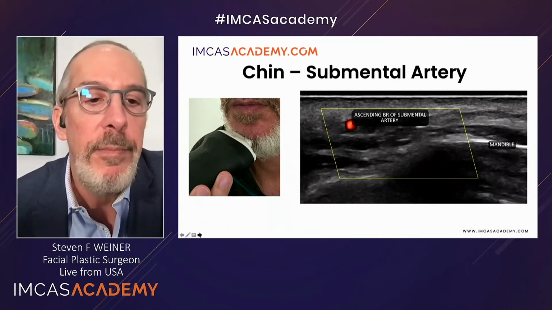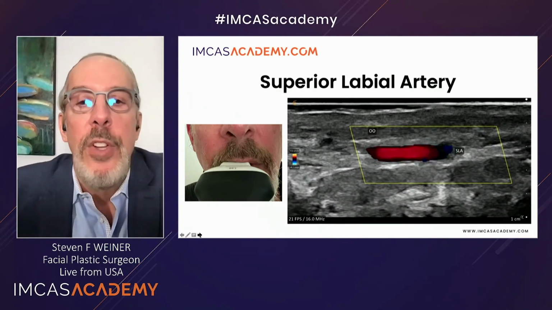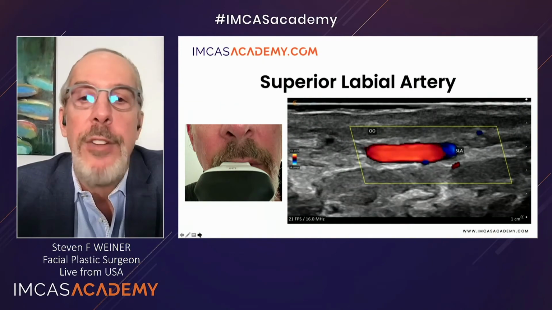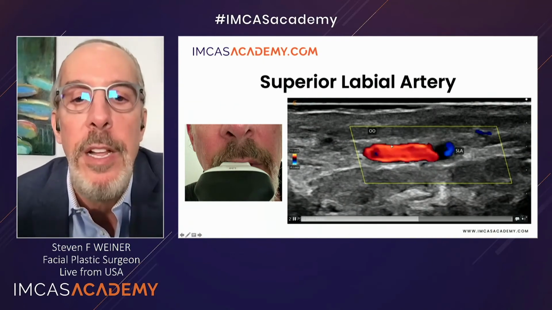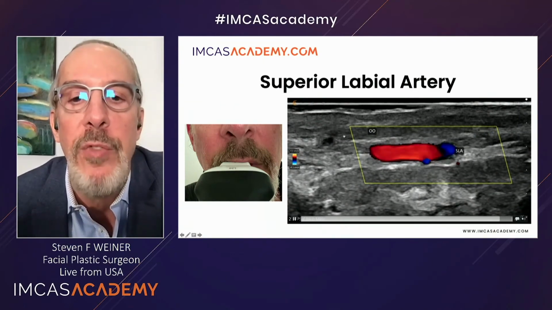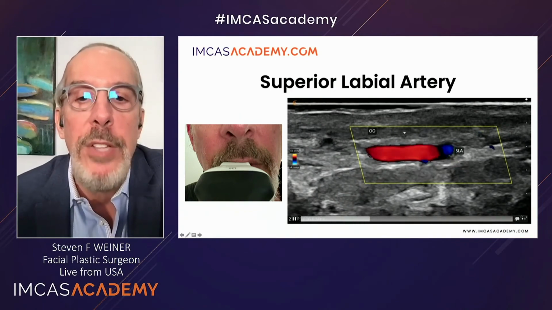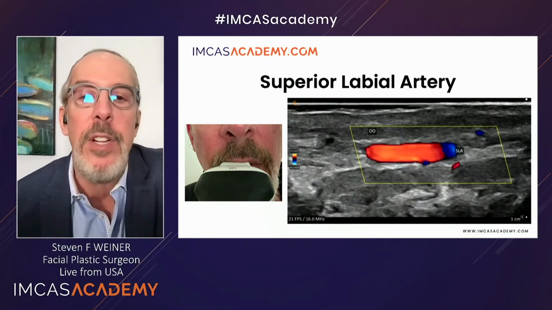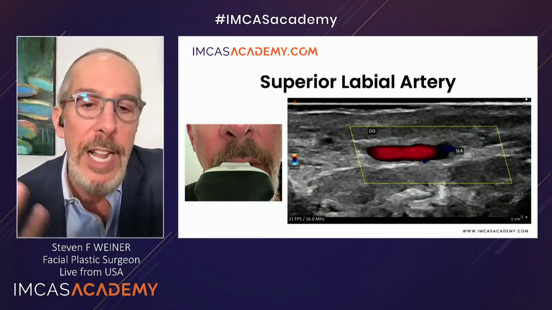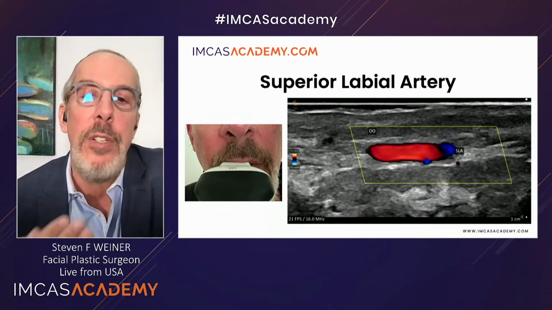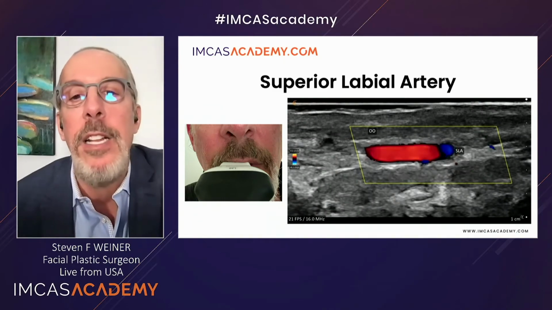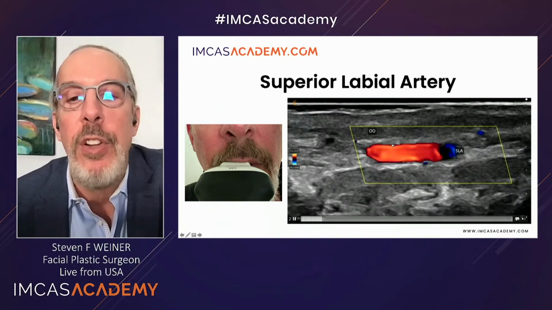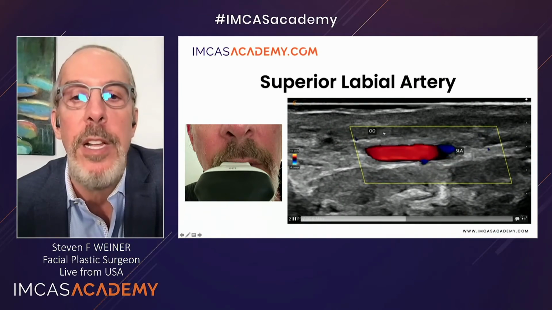So right here, I'm just pointing out the superior labial artery, as Dr. Asher discussed. It's below the orbicularis oris muscle, which is right here. So the muscles are going to be kind of a dark gray. They're not quite black because there is some fibrous tissue, but there's a lot of blood, and that's why it's closer to black than it is white. So here's the superior labial artery sitting in its correct position below the orbicularis oris muscle.